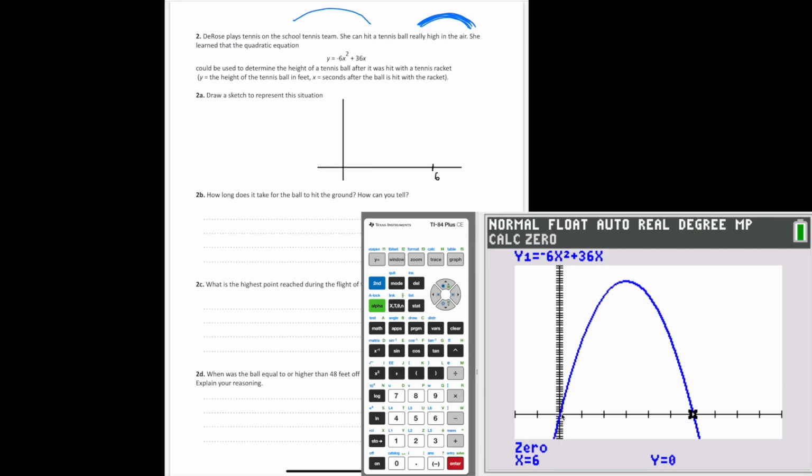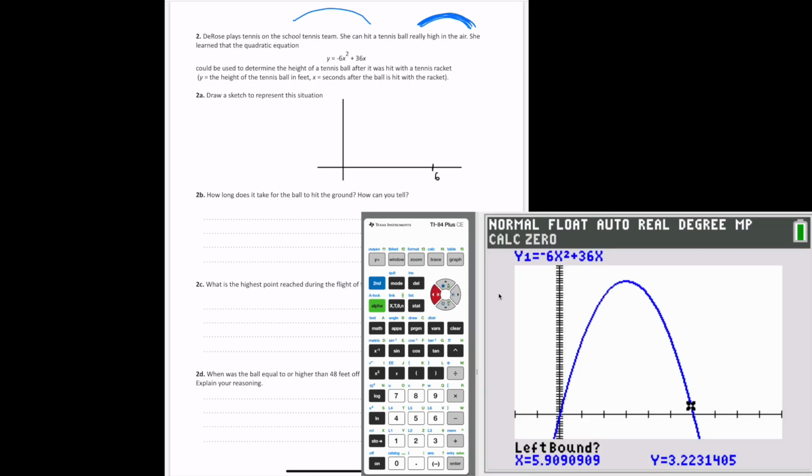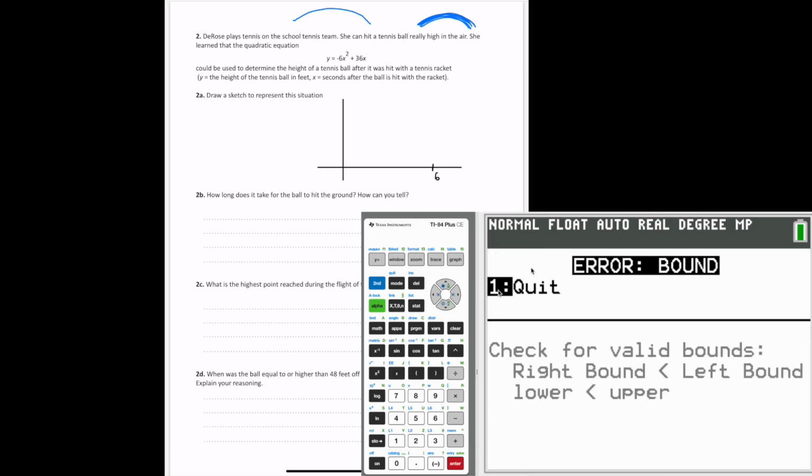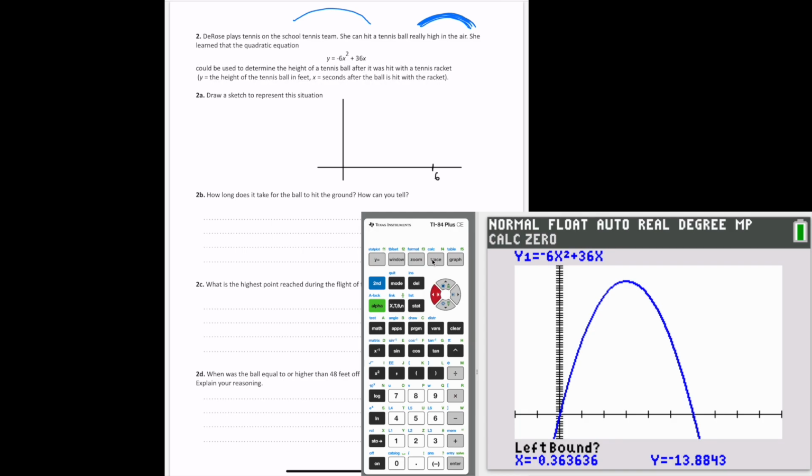It looks like it goes through the origin, but let's just double check. So 0, and this time we want to get close to it again. Whoops, let me do that again, I clicked the wrong button. There we go. So I want one to the left, always do the left one first, and one to the right, and yes, it goes through the origin there.